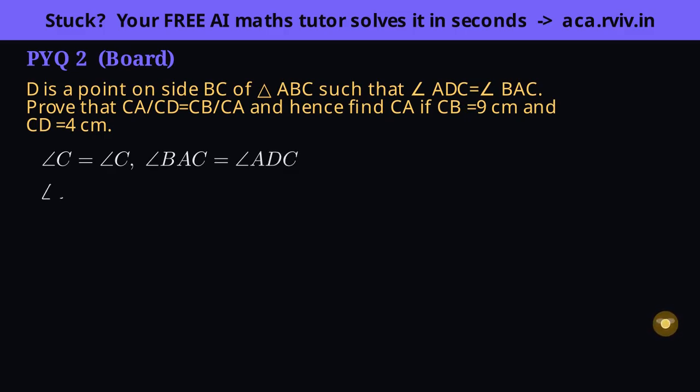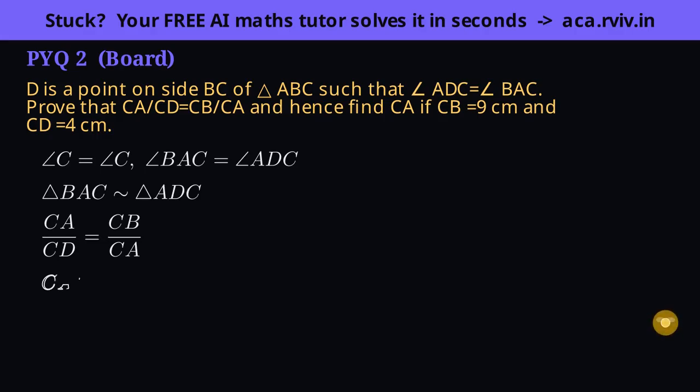With two pairs of equal angles, triangles BAC and ADC are similar by the AA criterion. Note the order BAC to ADC. It fixes which sides correspond. Read the corresponding sides from that order. CA over CD equals CB over CA. See how CA sits on top of one fraction and the bottom of the other. That's what will square it.